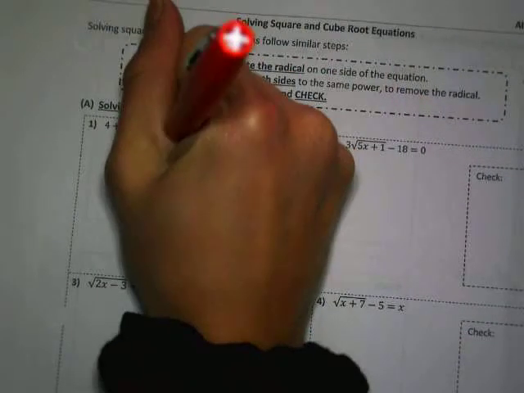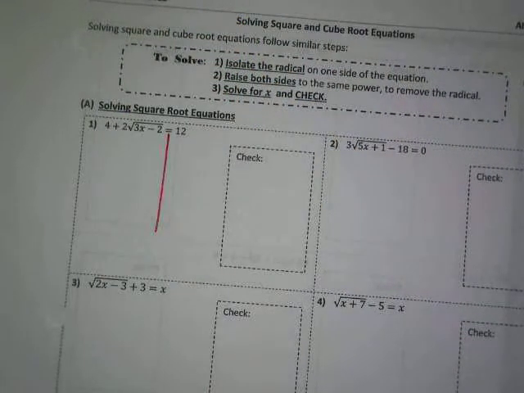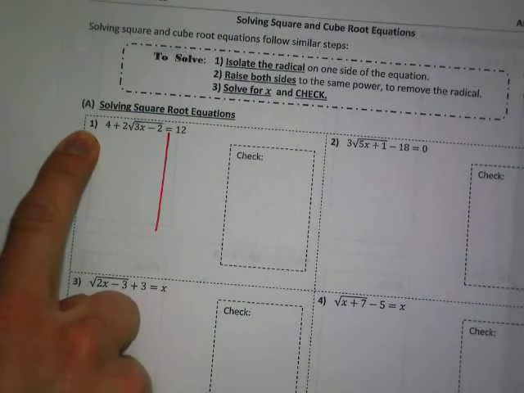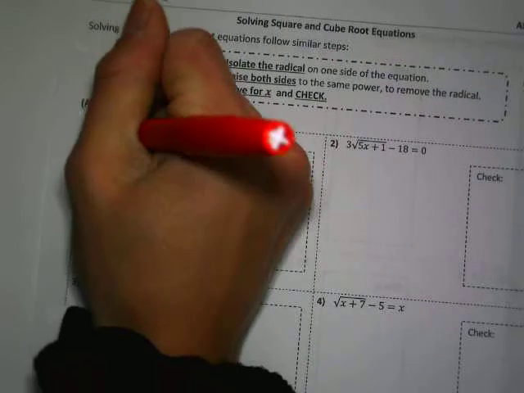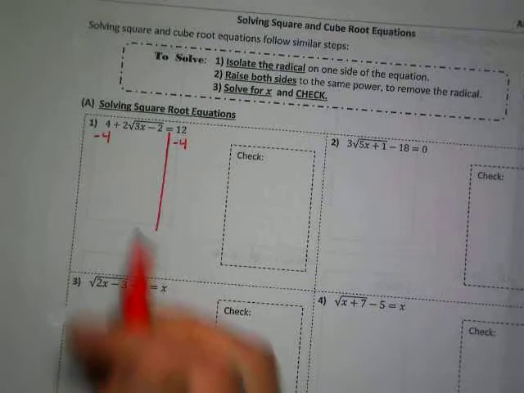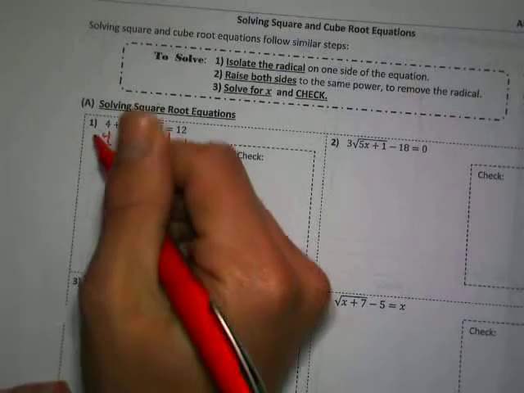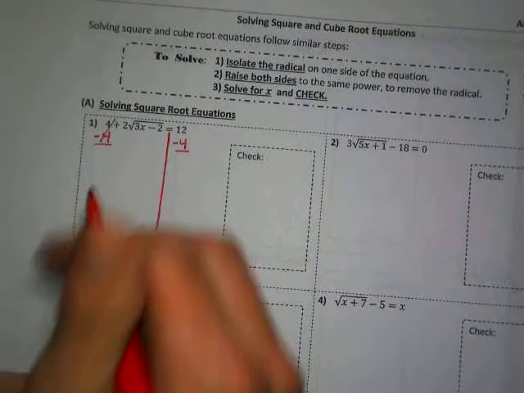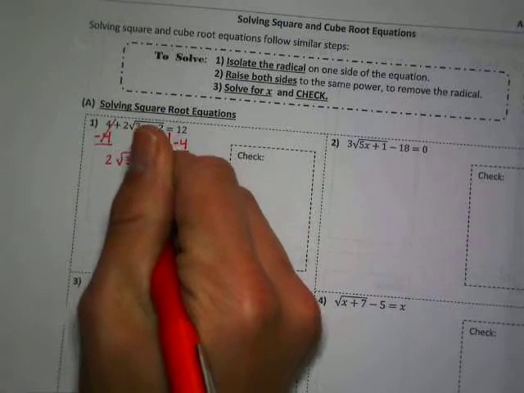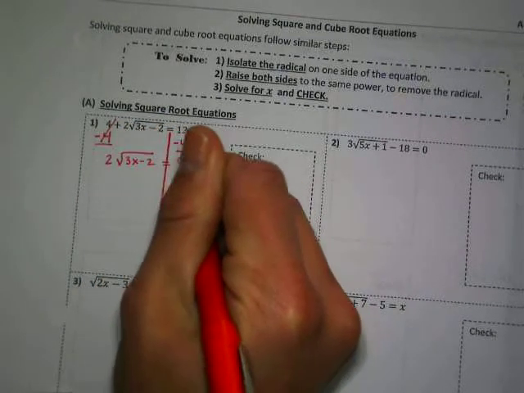I'm going to draw the line where my equal sign is. And I'm going to ask myself, what is being added or subtracted in my problem? The 4, very good. The 4 is what's being added, so I'm going to subtract 4 on both sides first. All right, so I have 2 square root 3x minus 2 equals 8.